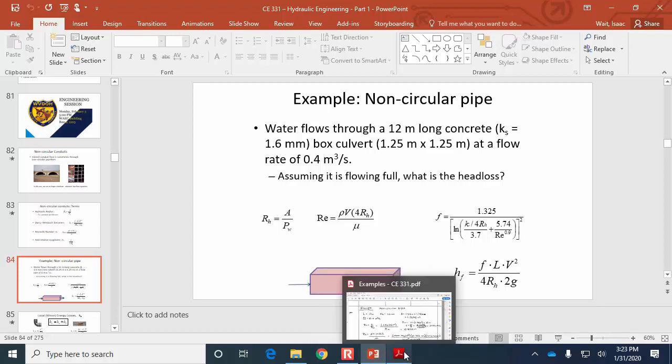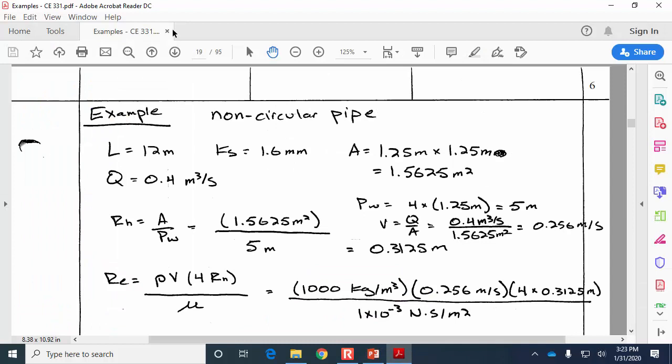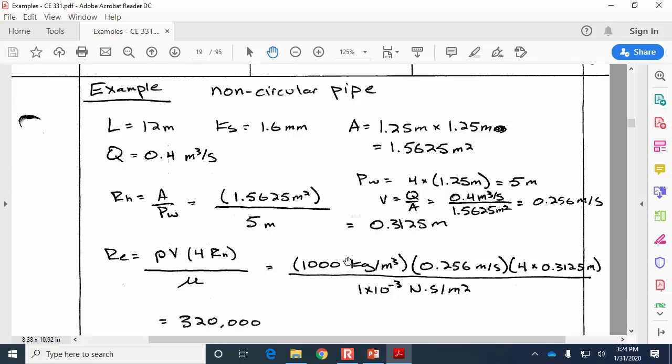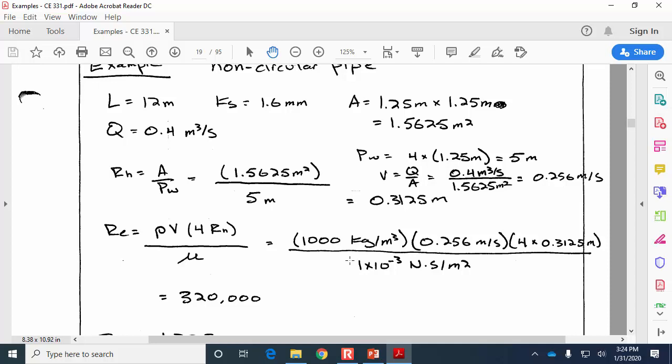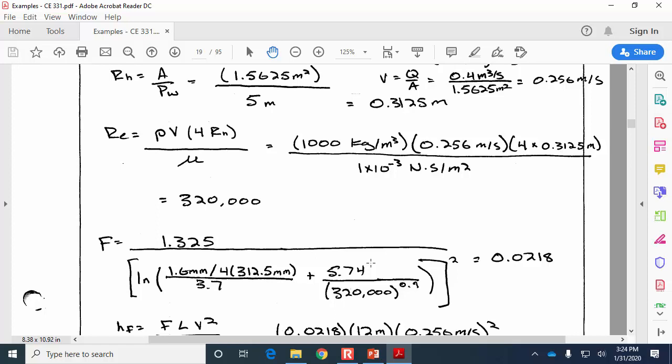That's cool. I'm glad to have the feedback. All right. So we've got water going through this culvert, and we want to know what the head loss is, but it's non-circular. So we'll come up with a cross-sectional area, determine the wetted perimeter. At some point, we're going to need to know the velocity. So we've done Q divided by A to get that. Here's our hydraulic radius, and since that's going to be a substitution for a lot of the things, including Reynolds number, we get a Reynolds number of 320,000, and that's going to go into the Jane equation.